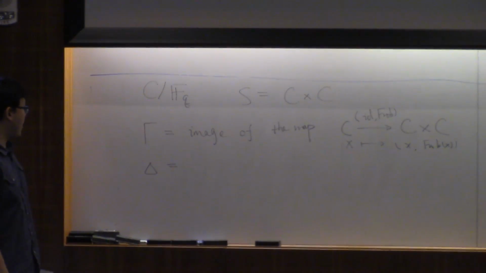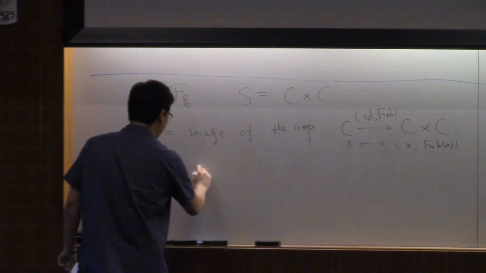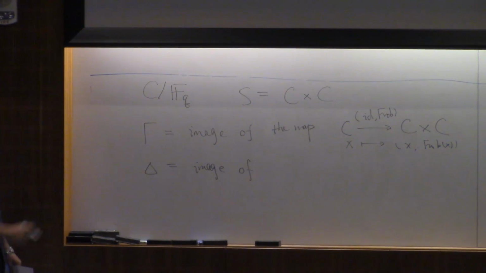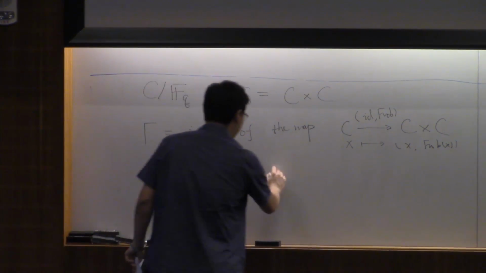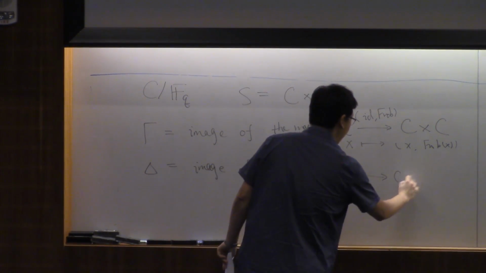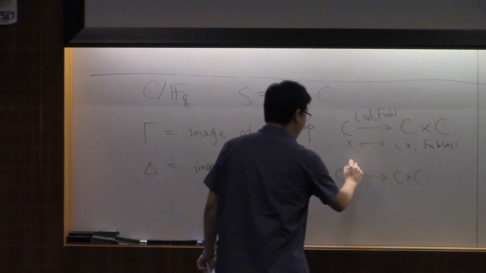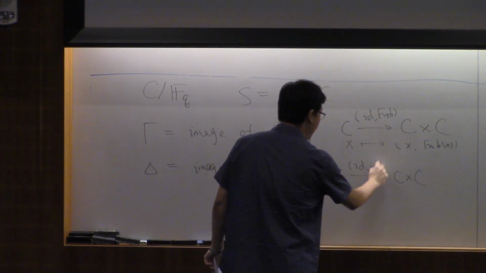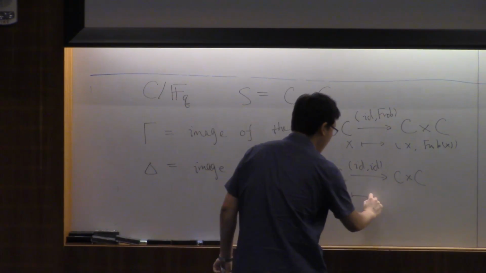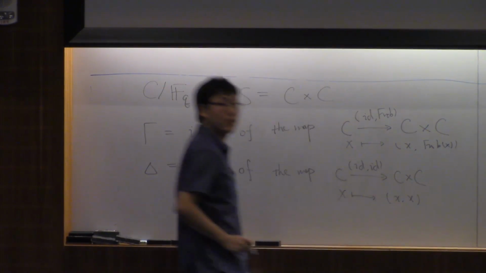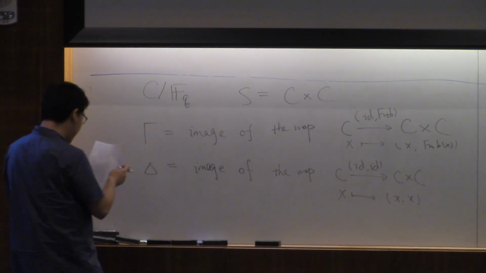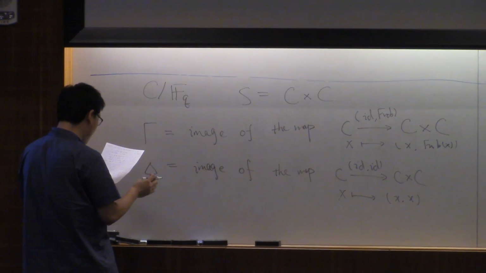Secondly, I consider another curve inside the surface S. I denote it by delta. Delta is just the diagonal. So what is the diagonal? Again, you consider a map from C to C cross C, where both components are the identity map. So the image looks like you map x to (x, x). This is the diagonal.